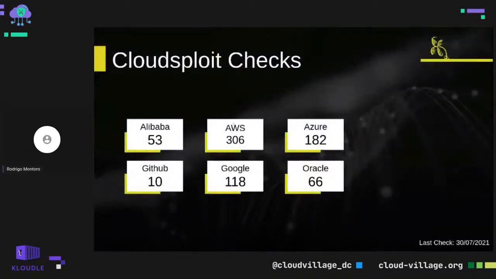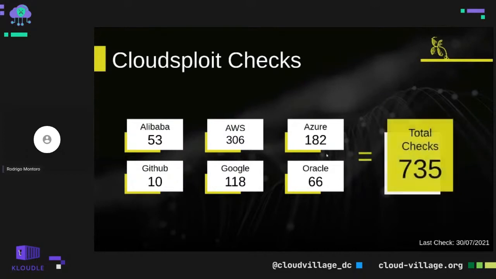If you look at the Cloudsploit checks, we have Alibaba, AWS, Azure, GitHub, Google, Oracle. AWS has more than 300, that's a great number, a lot of work to do. Not 100% could be converted into detections, but this brings us to a total of 735 possible detections. That's a lot. If half of this works, that's great, we don't need more than that. And the check was like a week ago.